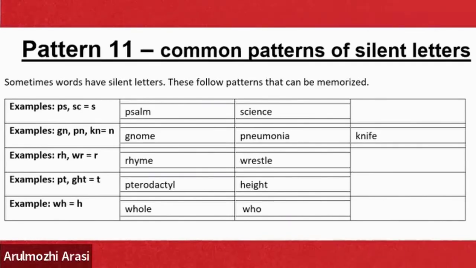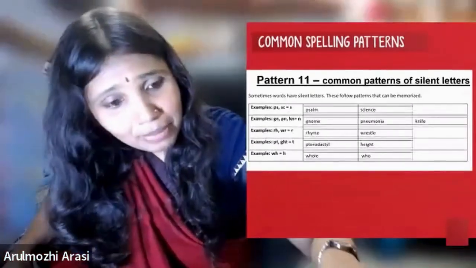And RH, WR, when these combinations occur together, it is usually for the R sound, rhyme, wrestle. And when PT or GHT come together, you can see that PT you will usually find not at the end of the word, only at the beginning, because in rapt, attention, all of these are not silent, but in pterodactyl, you can see PT together. It's only the T sound. And WH, it's only the W. And whole, it's never whole or whoa, it's H or whole. With that, we've come to the end of the common spelling patterns.